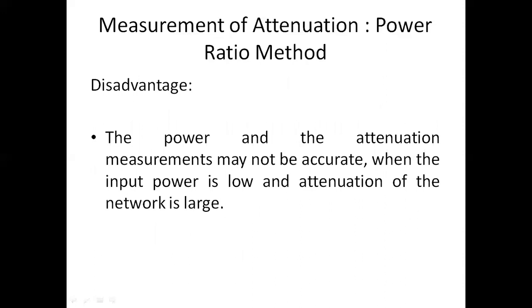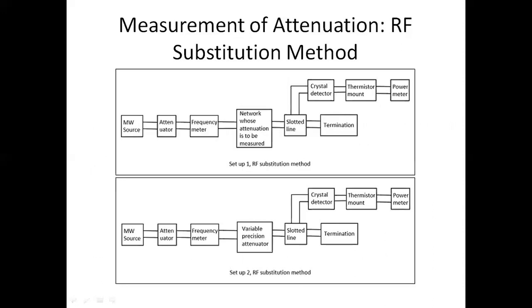There is a disadvantage in using this power ratio method. That is, the power and attenuation measurements may not be accurate when the input power is very low and the attenuation is very large. Under this condition, we can't go with the power ratio method. To overcome this disadvantage, there is another method known as the RF substitution method.